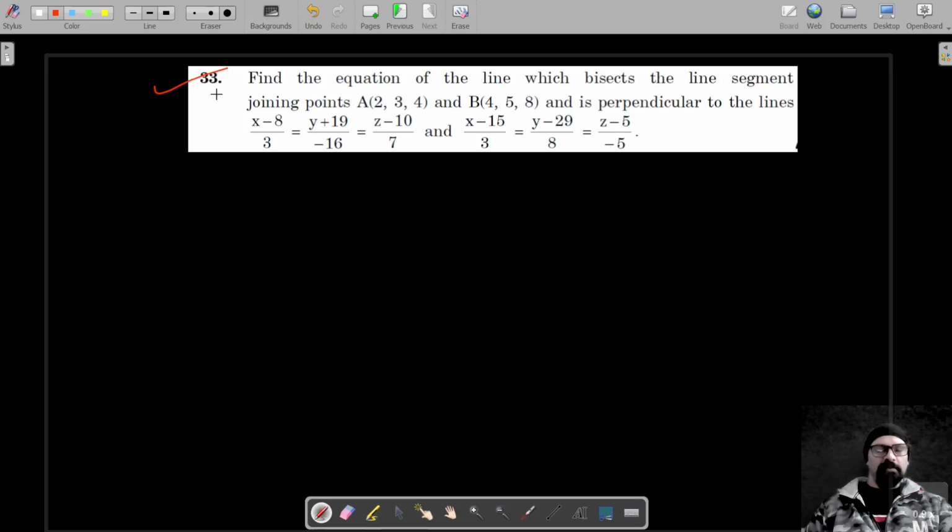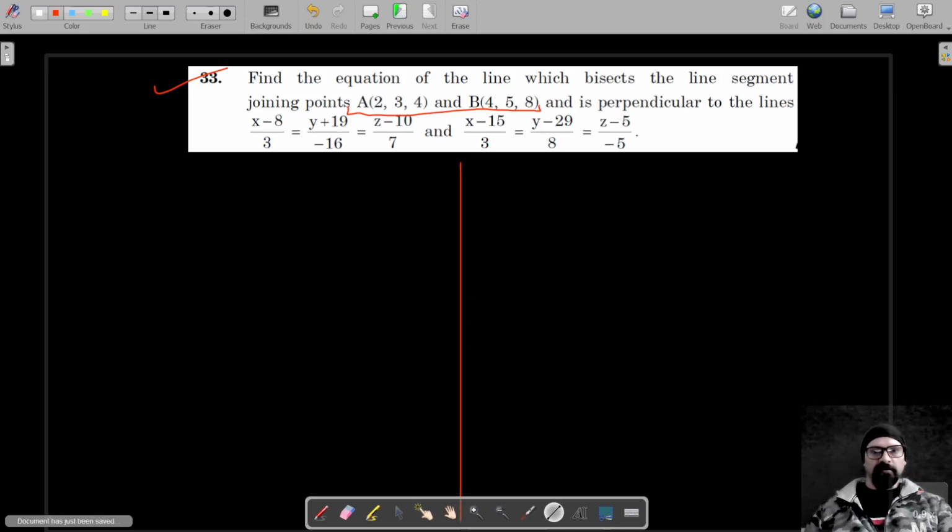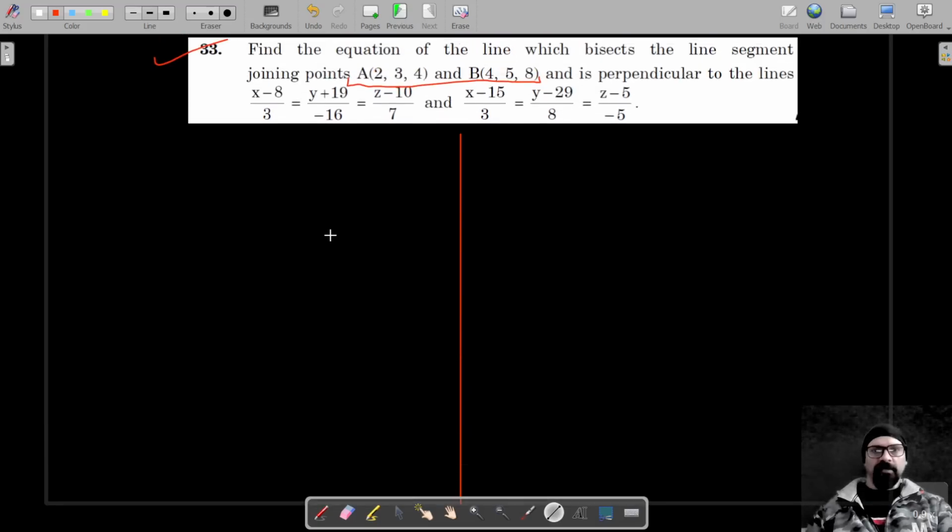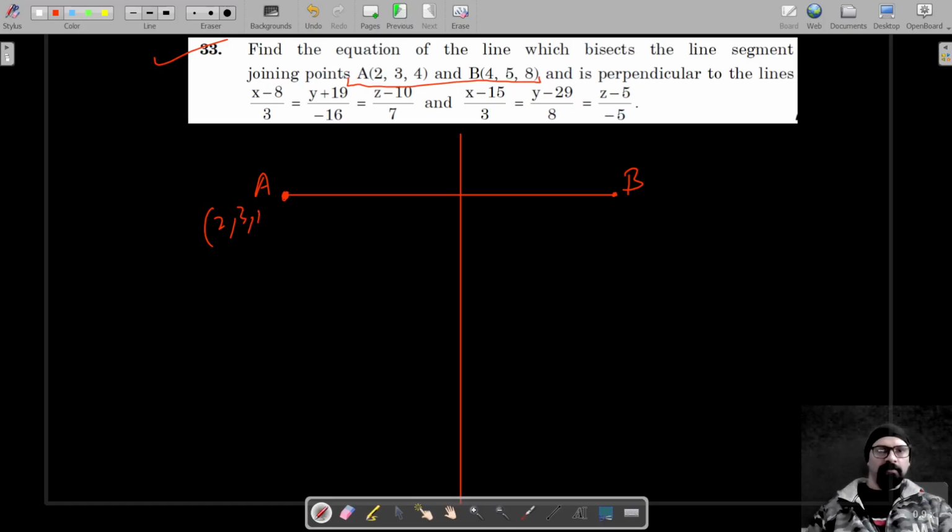For question number 33, we have to find the equation of the line which bisects the line segment joining the points A and B. Let's say this is the required line. It's bisecting the line joining the points A and B. So let's say this is point A, this is point B. The coordinates of point A are 2, 3, 4, and the coordinates of point B are 4, 5, 8. And this is our required line.